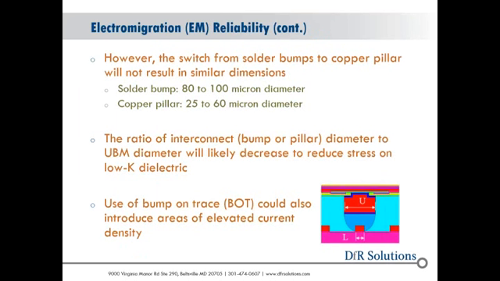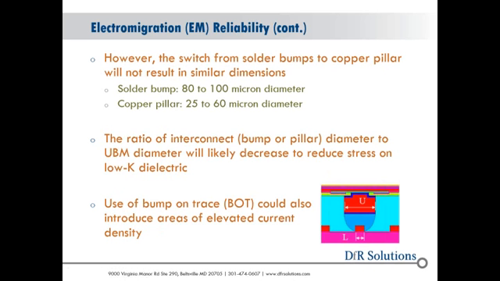There's our SIAD results, right? So we got a ratio of that interconnect, so that bump or pillar diameter to the UBM. That's going to decrease to reduce that stress on the low-k dielectric, but that's going to cause an increase in current density. And then increasingly, we have a huge interest in what's called bump on trace, right?